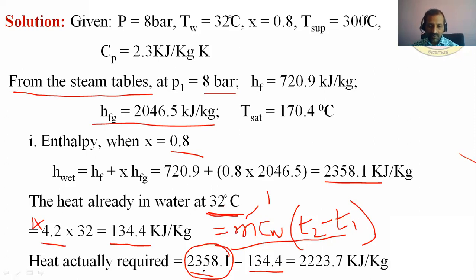But the value that came here, where does it start from? It starts from 0 degrees Celsius. So if we subtract this value from it, you will get 2223.7 kilojoules per kg of heat. This much enthalpy or this much heat is required to raise the temperature from 32 degrees Celsius to 0.8 dryness fraction. This is the meaning.